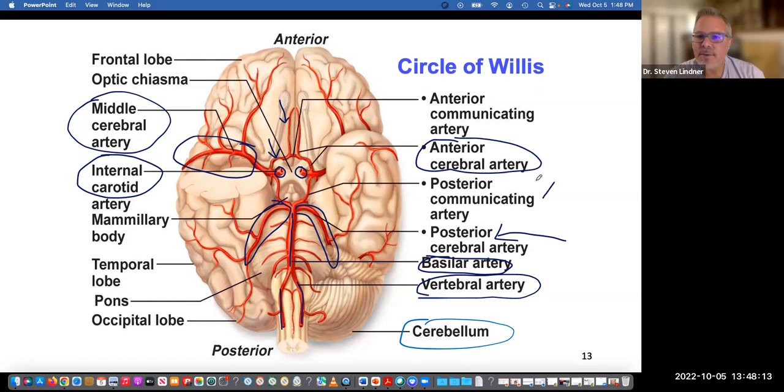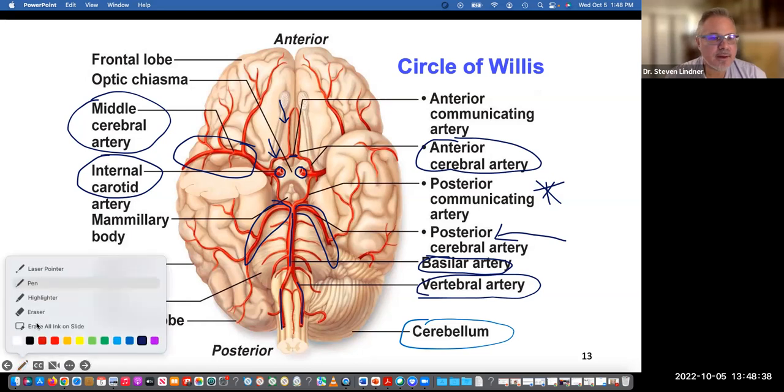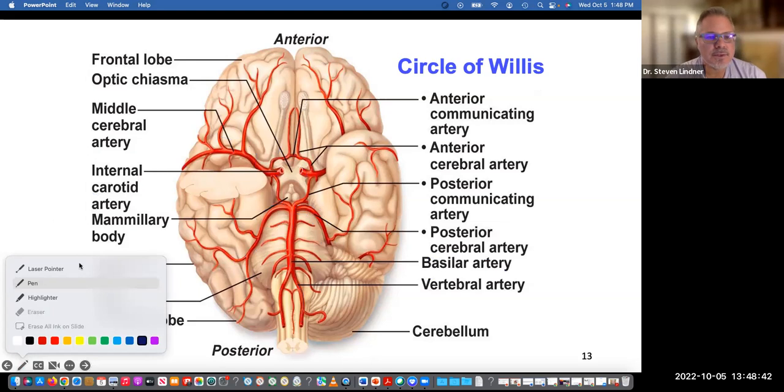So here is the posterior communicating artery. If we look at it, it's this, and it's this. And then we find the anterior communicating artery, which is quite small. It's just this. It's that little arc that's connecting both anterior cerebrals, okay? So let me erase everything here and we'll start again.